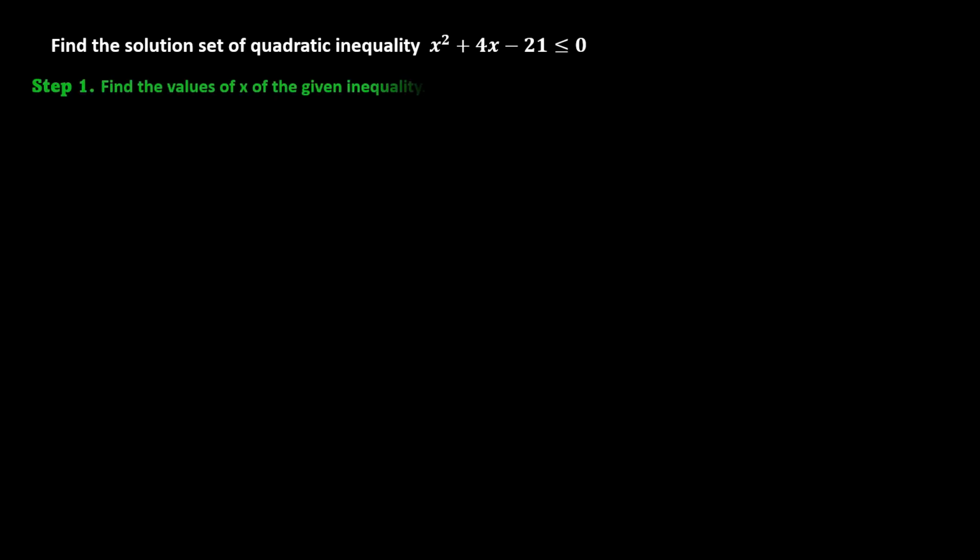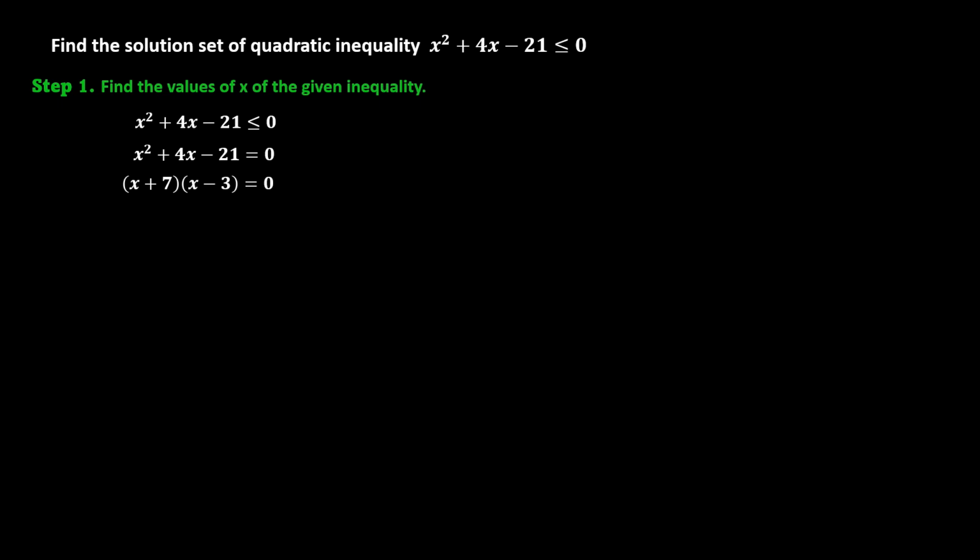Step 1. Find the values of x of the given inequality. First, we will write again the given inequality x squared plus 4x minus 21 is less than or equal to 0. Let us write the given inequality into its equation form. So, it becomes x squared plus 4x minus 21 is equal to 0. Factor the given equation. The factors of the given equation are x plus 7, multiplied by x minus 3, which is equal to 0. Apply the zero product property.